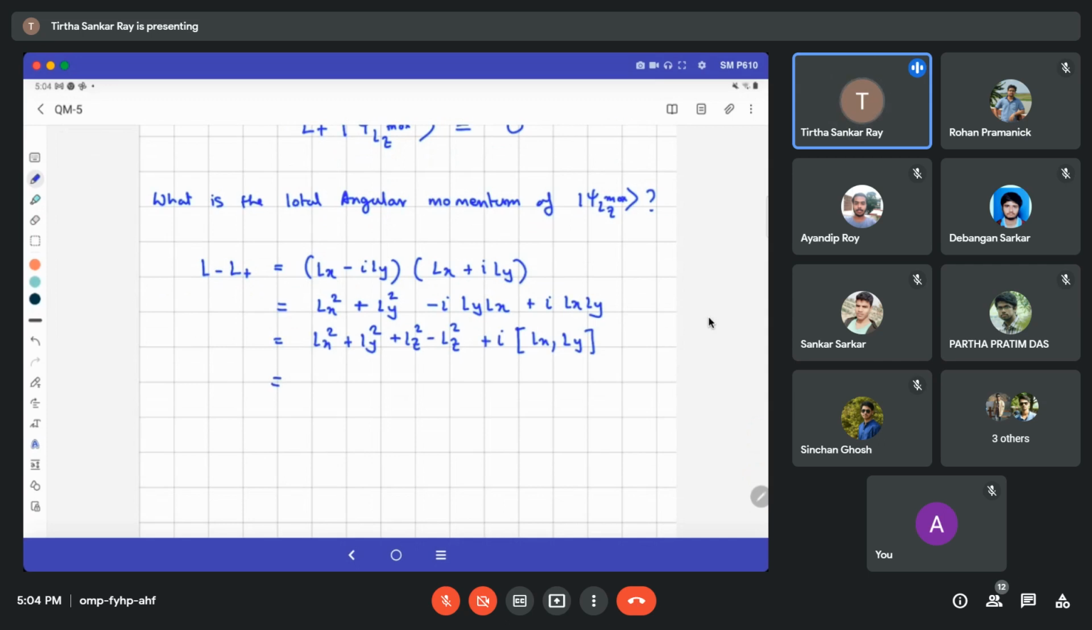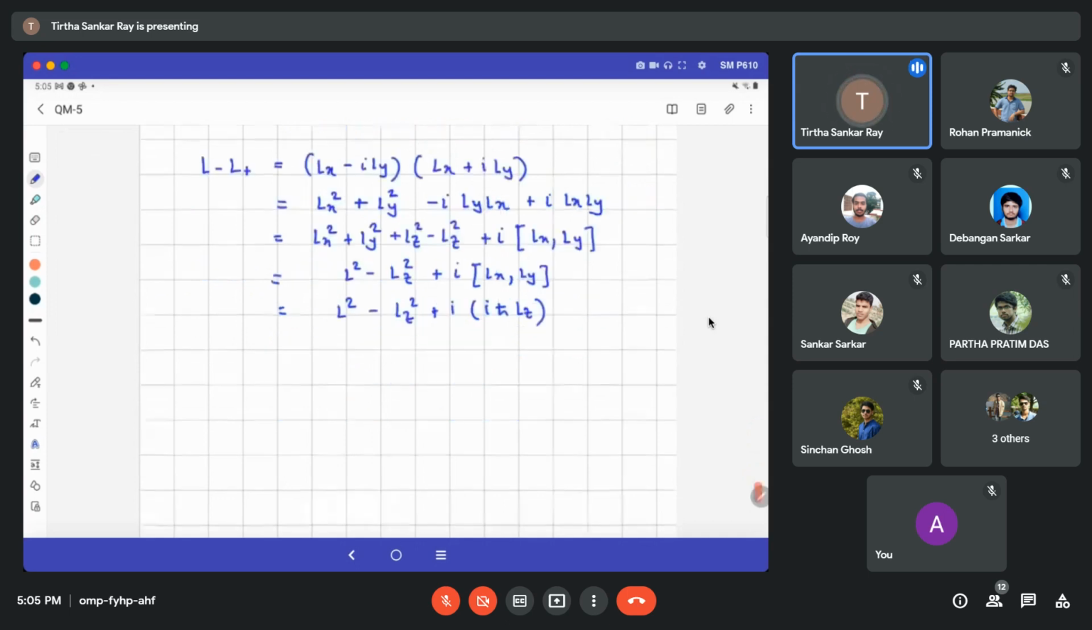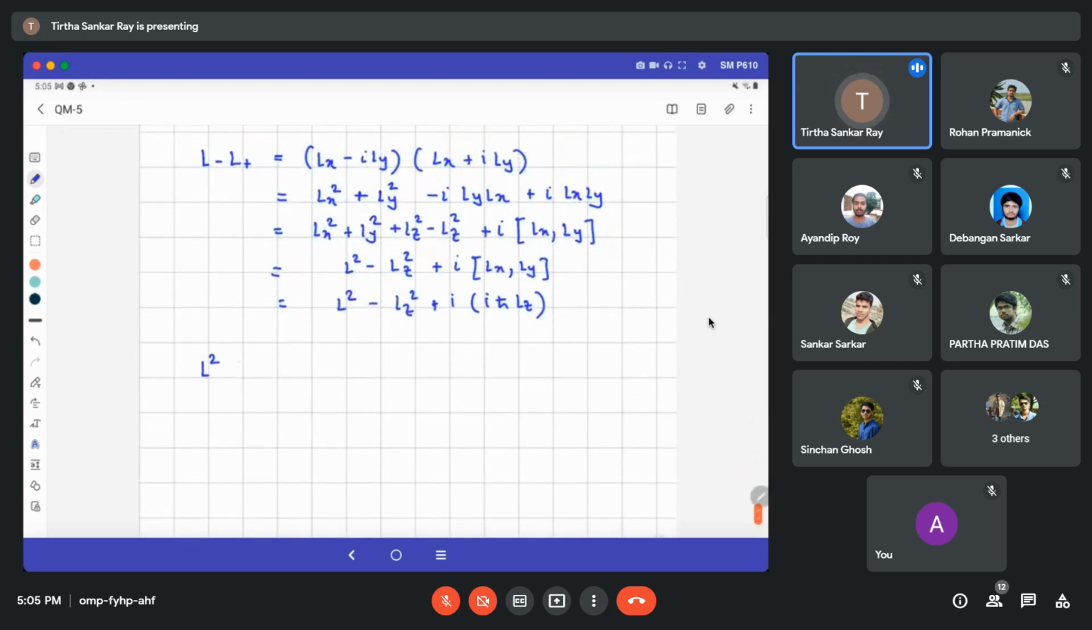Now this quantity, the Lx square plus Ly square plus Lz square, is simply L square minus Lz square plus i [Lx, Ly]. Now this is L square minus Lz square, but you remember what is [Lx, Ly]? It is i times i h cross Lz, right? So if I rewrite this a little bit, I can now write this L square as L minus L plus plus Lz square plus h cross Lz. I hope you will agree with this. Is this correct? Do you agree with this expression?